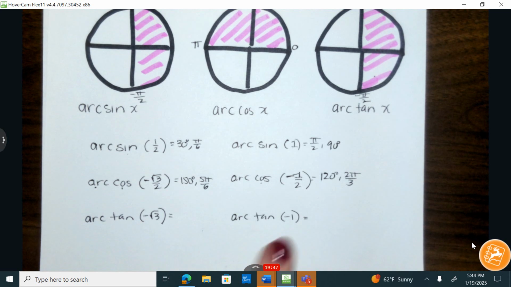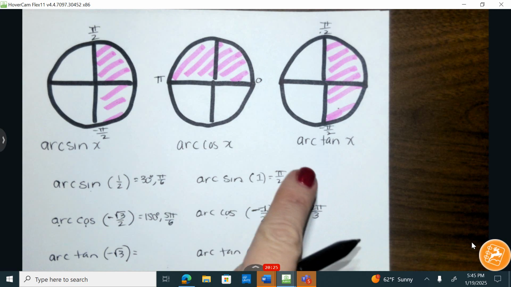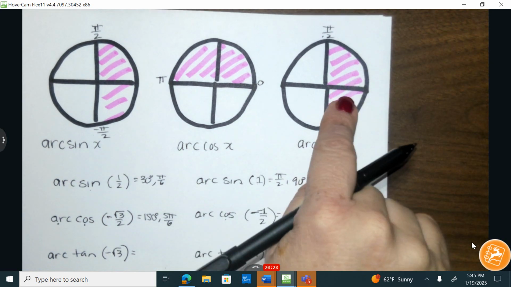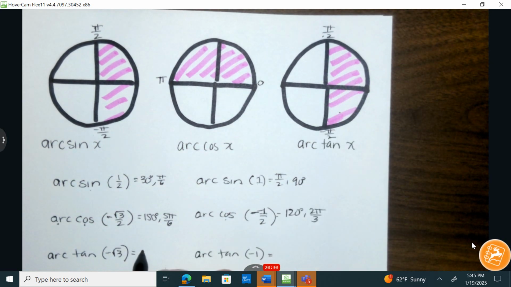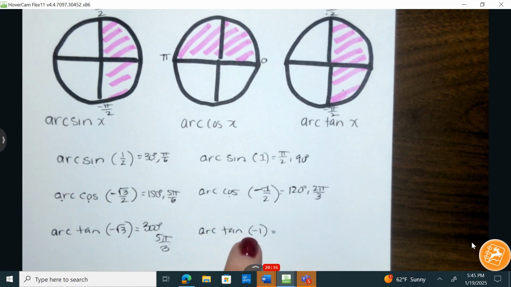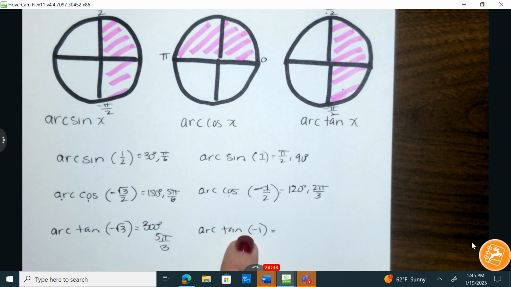Okay, let's do 2 more examples here. Let's find the arctangent of negative radical 3 over 3. And so I'm going to take that unit circle, which I got the shortcut. It has to occur in quadrants 1 or 4, making my final answer 300 degrees, which is also equivalent to 5 pi over 3. Where is the tangent equal to negative 1?